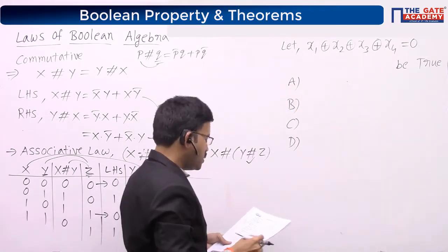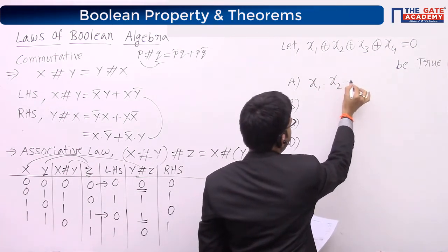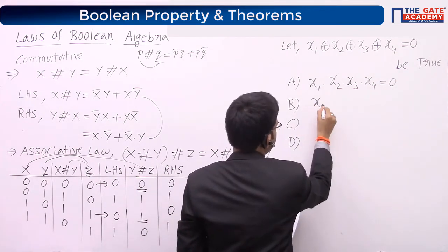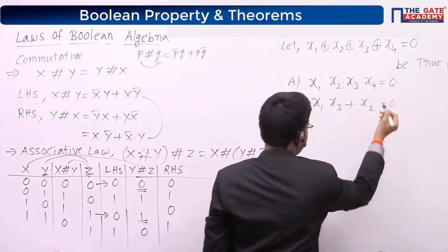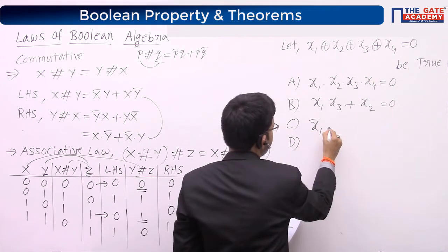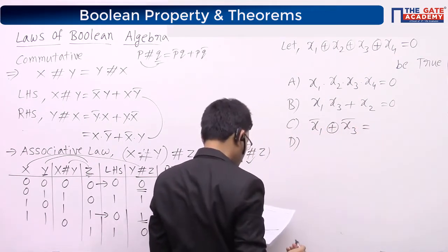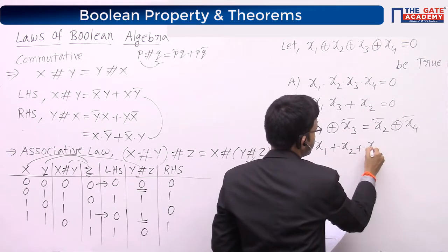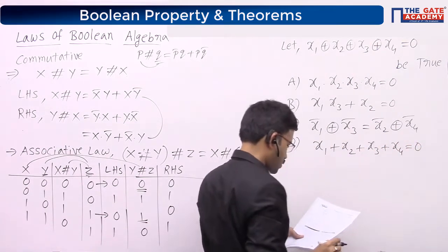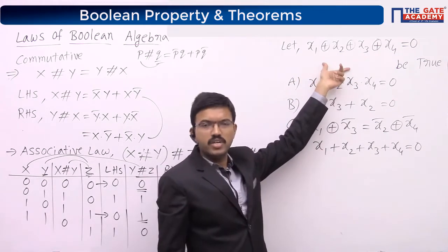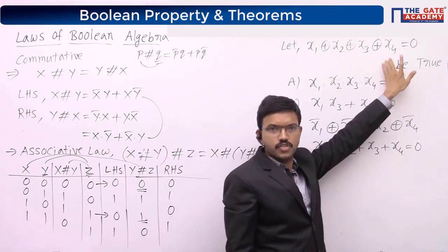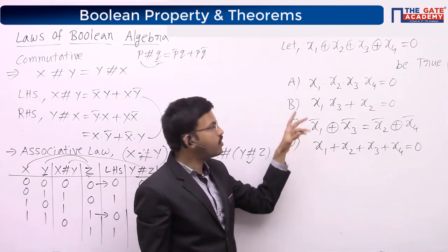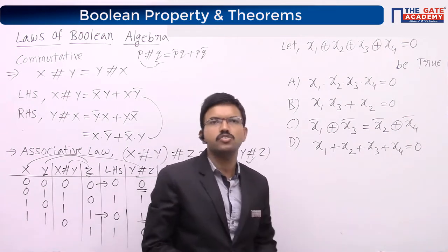Write down the four choices. Option A, logical AND, that is x1, x2, x3, x4 equal to 0. Option B, x1, x3 plus x2 equal to 0. Option C, x1 bar exclusive OR x3 bar equal to x2 bar exclusive OR x4 bar. Option D, logical OR, x1 plus x2 plus x3 plus x4 equal to 0. Here he has given the statement that the exclusive OR operation among these four variables is 0. Which one of these four choices will always be true? You have to find out.